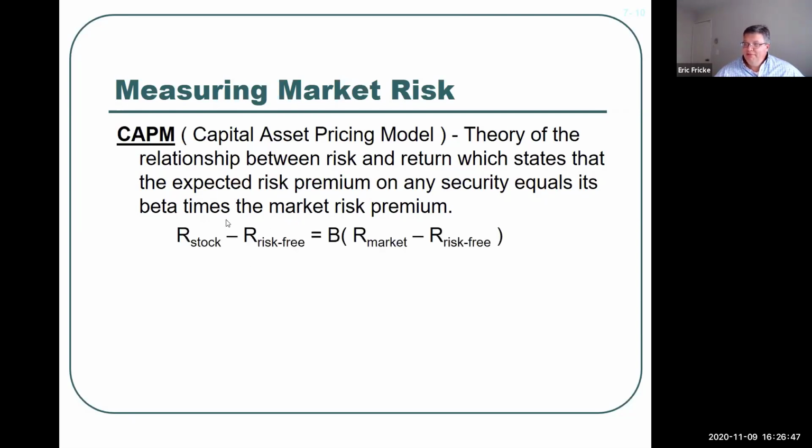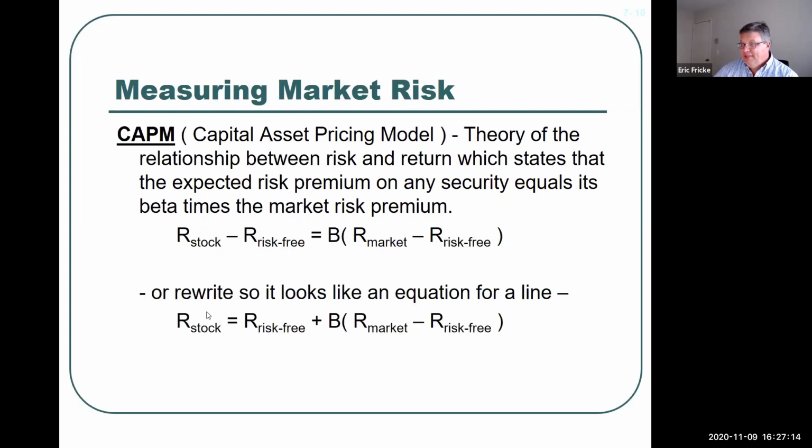So here's the risk premium on a stock on the left-hand side of the equal sign. And here's the risk premium of the market on the right-hand side. And then it's just multiplied by B, which is what we use for beta. And so this is the math equation for CAPM. But we do one more thing. We usually rewrite it so the stock return is alone by itself on the left-hand side, and then it looks like this. So the return of the stock equals the risk-free rate plus beta times the market premium.